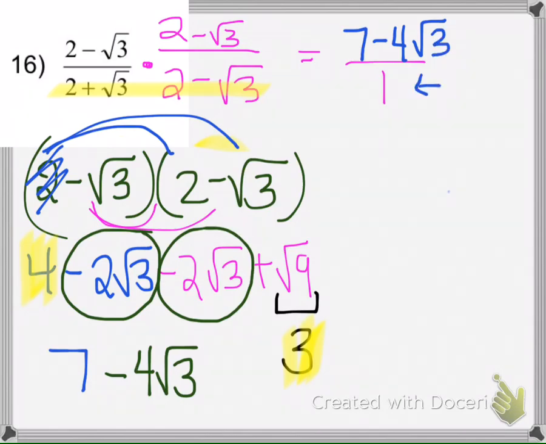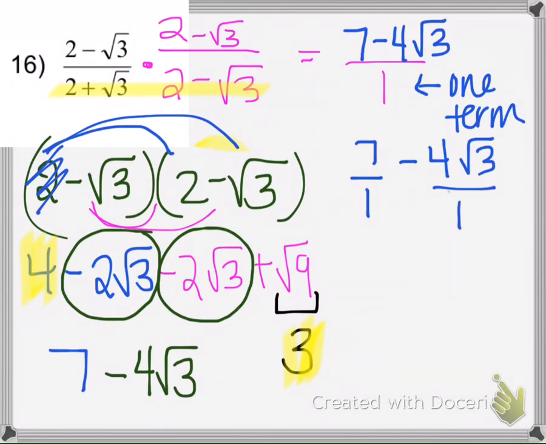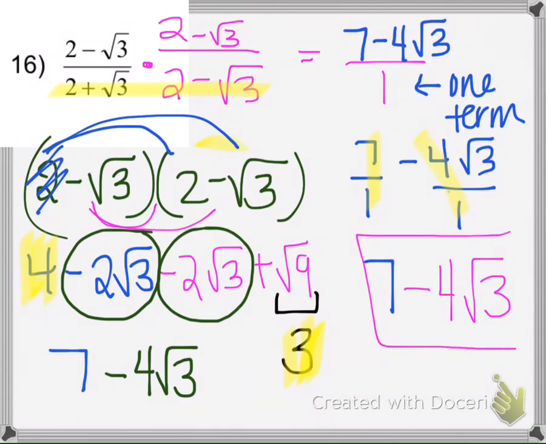And since there's only one term here, we can write it as 7 over 1 minus 4 rad 3 over 1. And we would have 7 divided by 1, which is just 7. And then we'd have negative 4 divided by 1, which is just negative 4. And we would have this as our final answer. And we have successfully rationalized the denominator because there is no radical remaining in the denominator.